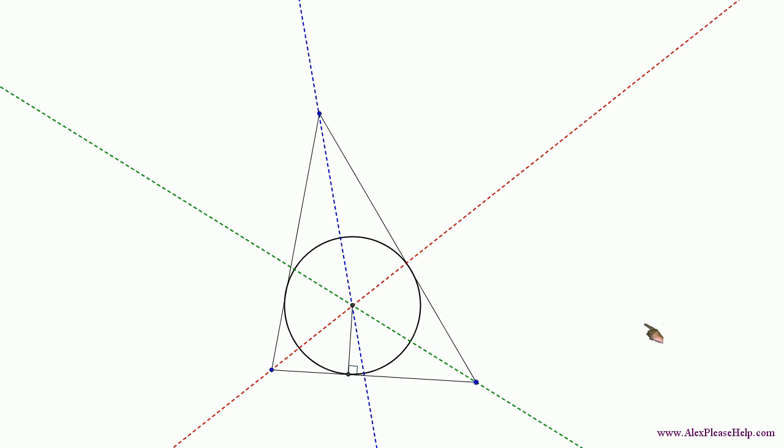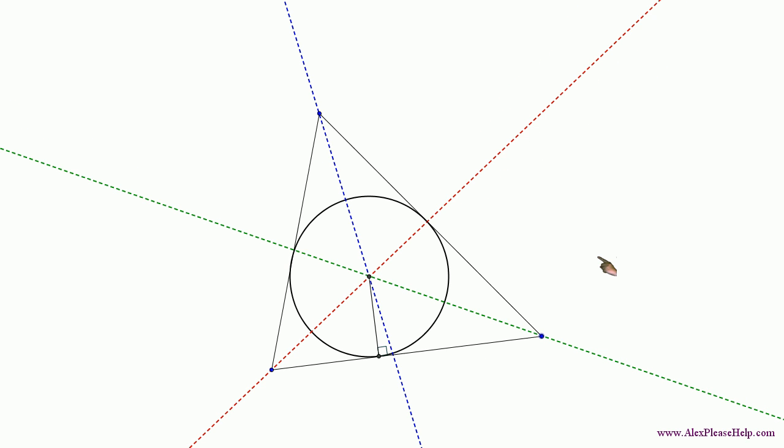This point in the center is equidistant from all three sides. And once you have that radius, you can take your compass, measure out that radius, and then draw your circle. And that is how you draw an inscribed circle.